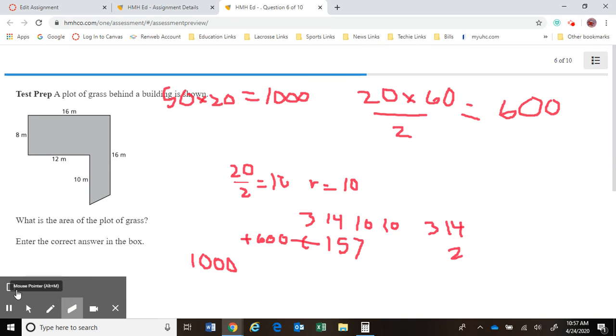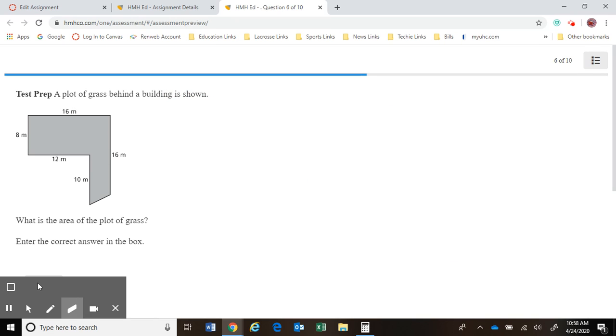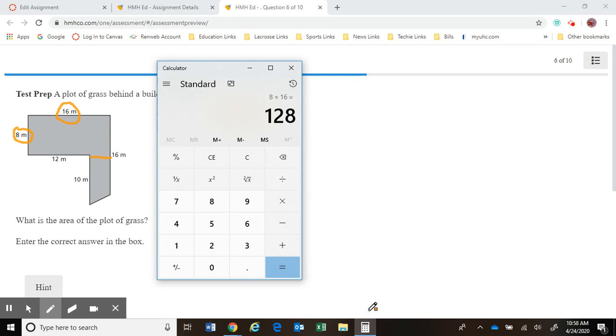I'll wipe the screen. Okay, all about composite figures. So you're doing really well. Again, what two shapes can you see here? Right here, you've got a rectangle and you've got a trapezoid. So what are the dimensions of my rectangle? 8 and 16. So we're going to go 8 times 16. All right, 8 times 16, 128.